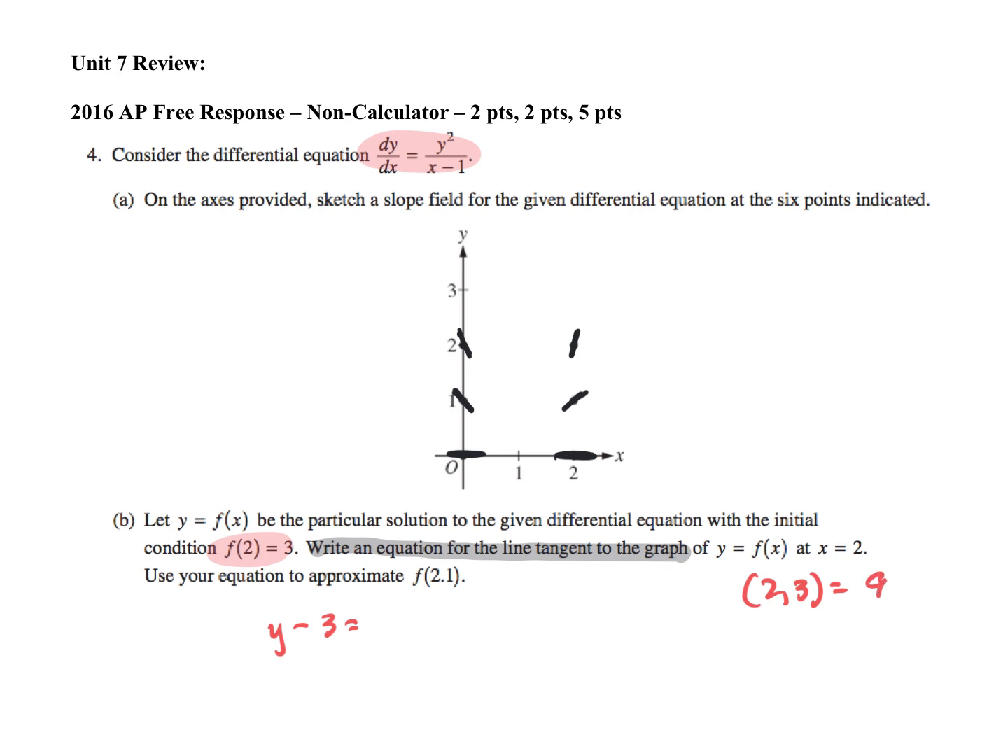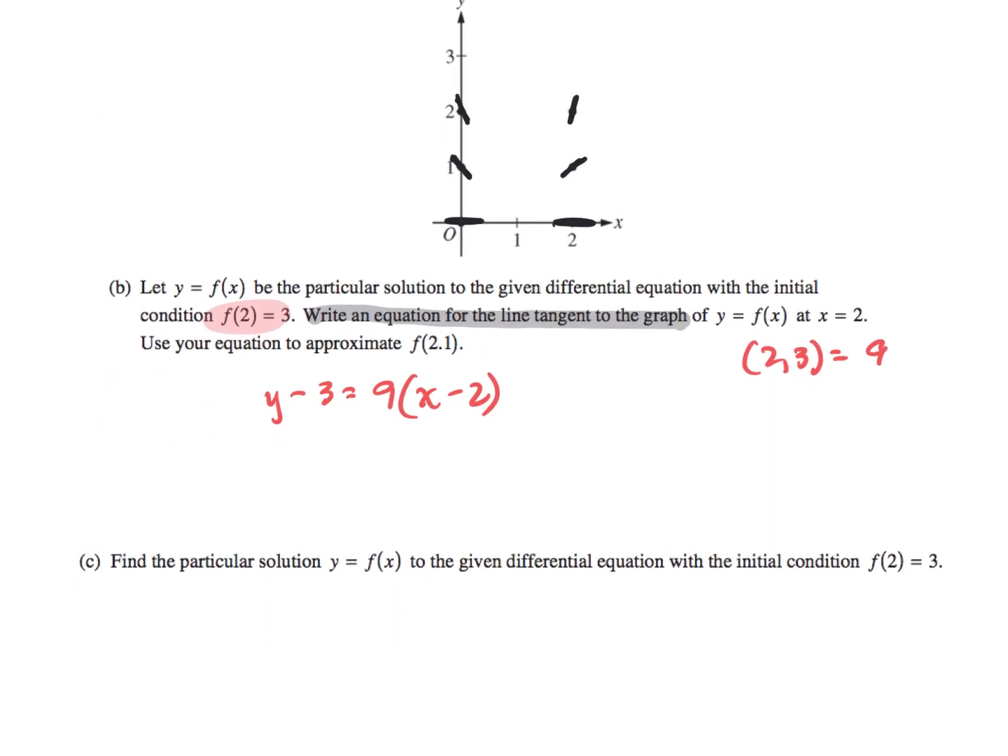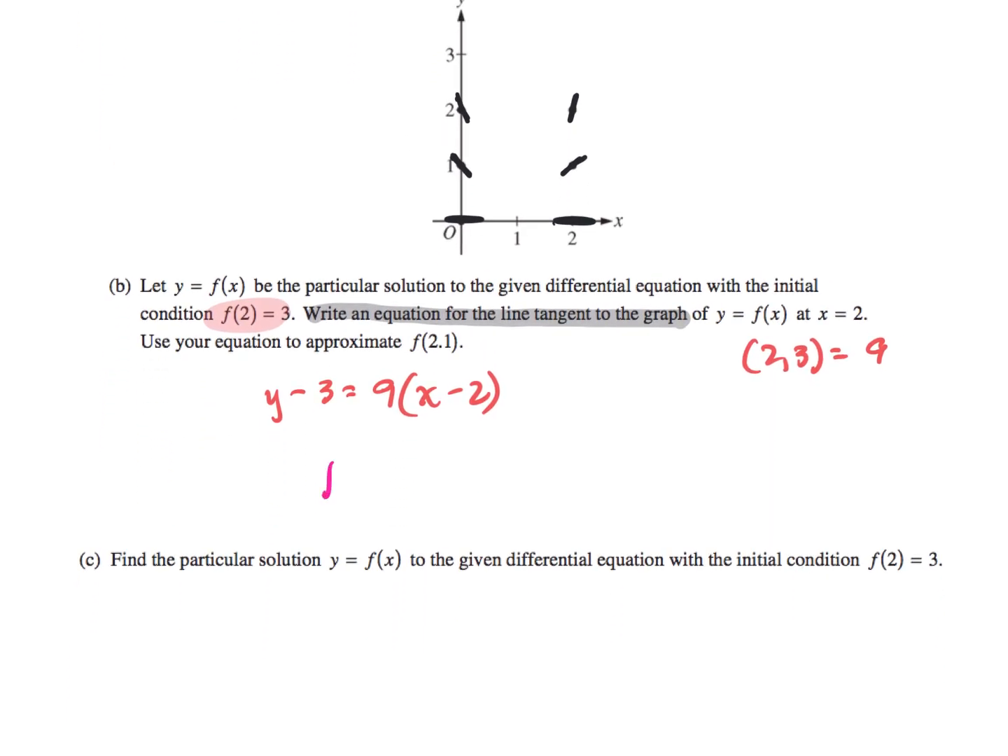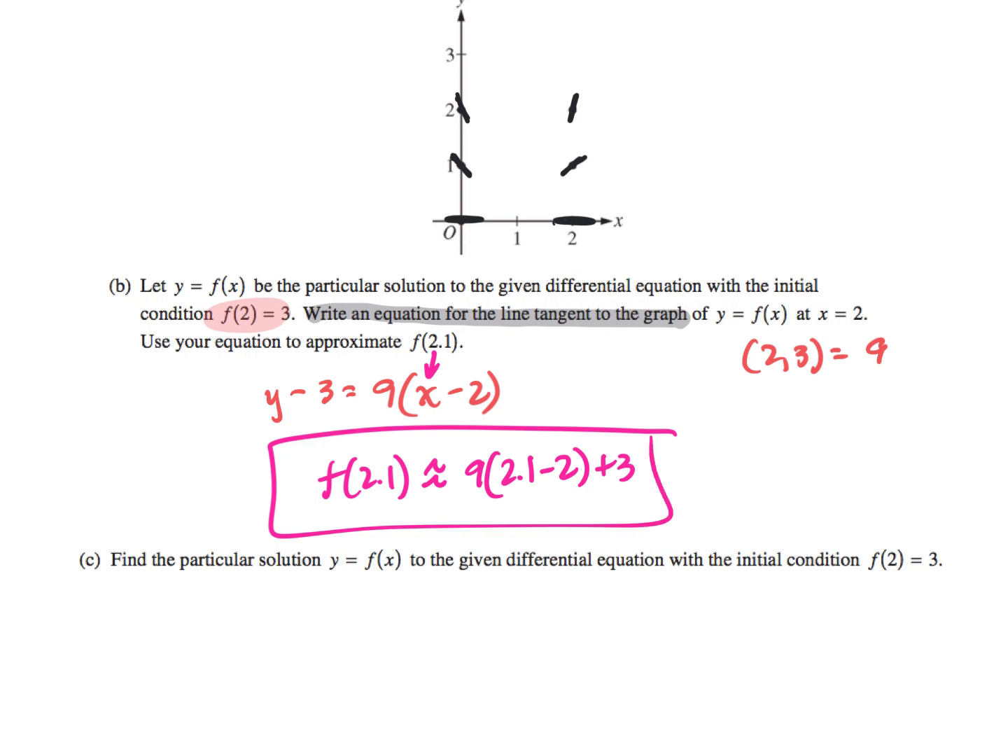2, 3. Oh, yeah. And you remember that? I remember grading that. x minus 2. So then how do you find an approximation when they want f of 2.1? We just say 9 times what? You're just putting that 2.1 in for x, minus 2, and throw that 3 on the other side and you're done. This is another 2 points.